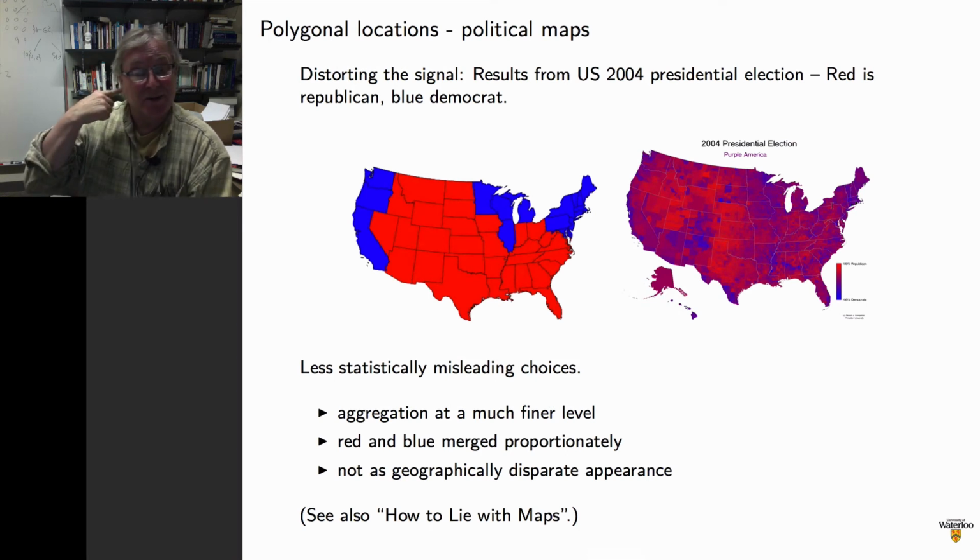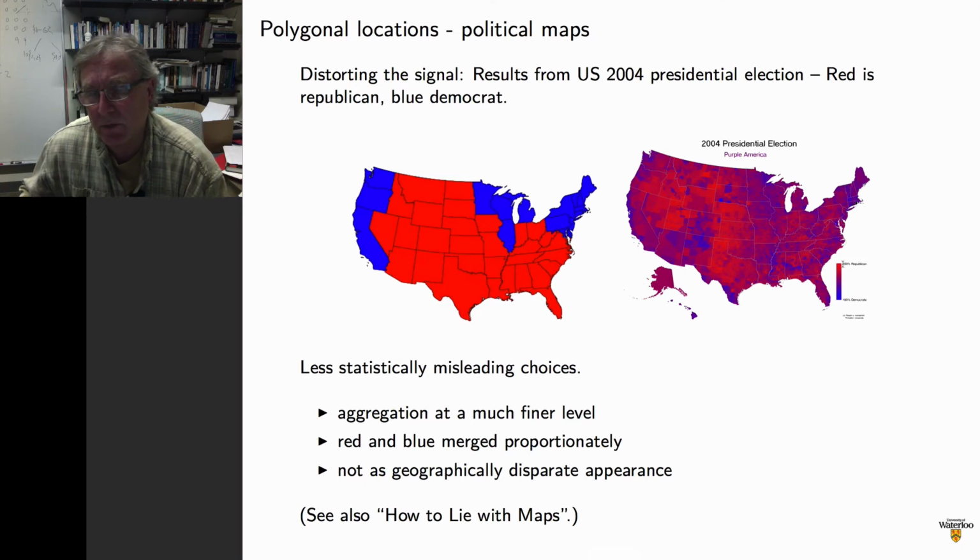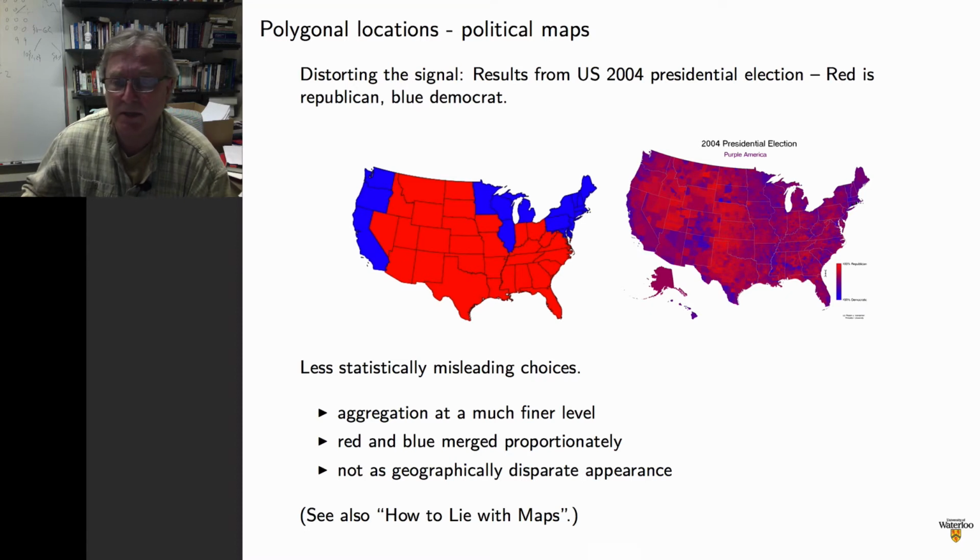So back to distorting the signal. If we make these polygons smaller, so we do this aggregation at a much finer level, you can see that it's not so much a spatially distributed Republicans versus Democrats, but rather in any one of these regions, and they're small enough, there are red and blue regions. Particularly if we look at 100% Republican being red, 100% Democrat being blue, and something in between showing the proportion of vote that each of the parties received in the presidential election. It's not really so much a red and blue America as a purple America.